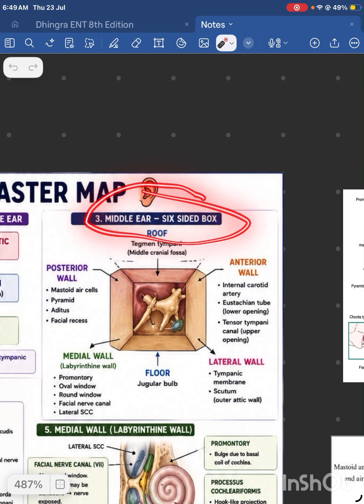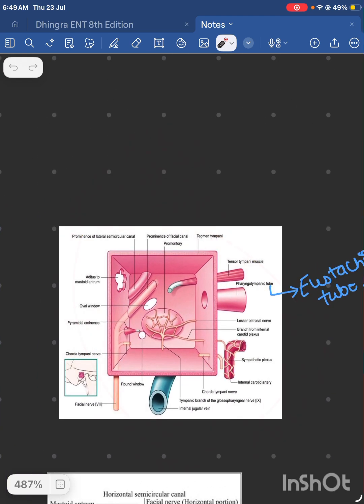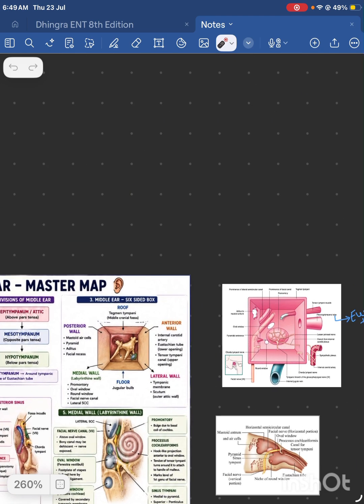Middle ear six-sided box. This is important. If we see this diagram here, it is like a cube. You have six faces. If you see the roof part, the roof contains what? The tegmen tympani. The tegmen tympani is present in the roof part. It is basically above, and what we find there is the middle cranial fossa. So the tegmen tympani is a bone that is separating it. First thing, roof: tegmen tympani.